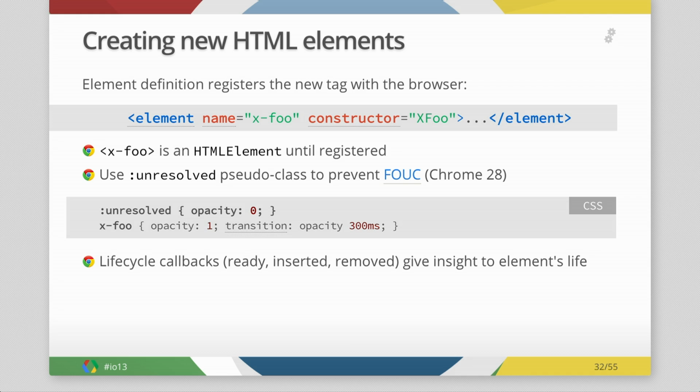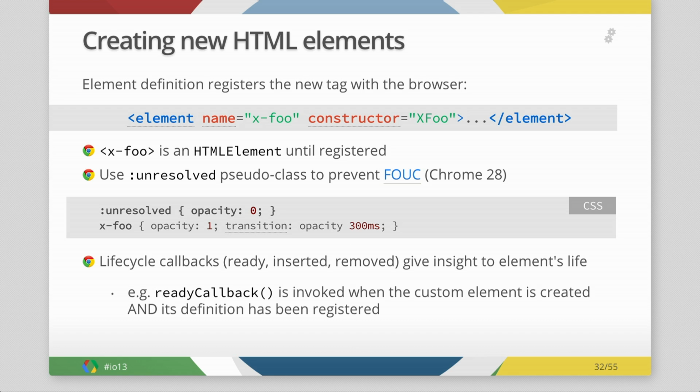You get lifecycle callbacks for everything. So there's a ready callback that is called, there's an inserted callback that's called, and a remove callback. And the use case here is maybe you have a really complex component that uses something like IndexedDB, right? And you have a lot of cleanup that you need to do before somebody rips and removes that DOM node from their page.